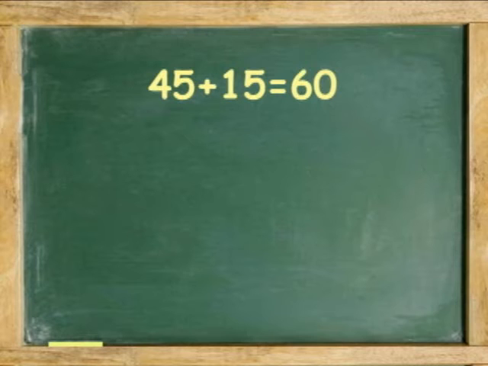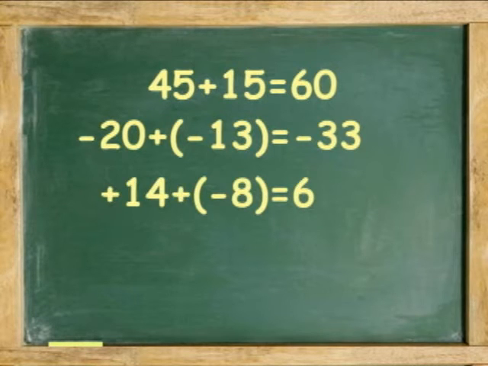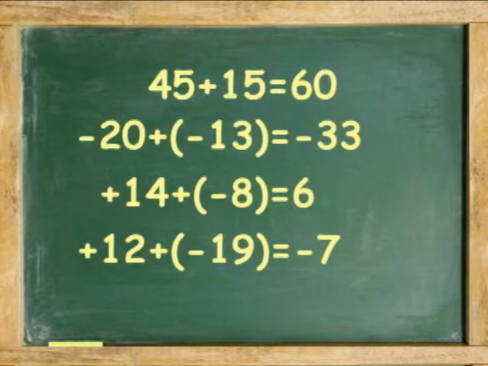From the use of the number line, we learned that adding two positive integers gives a positive answer. 45 plus 15 equals 60. Also from the number line, we learned that adding two negative integers gives a negative answer. -20 plus -13 equals -33. And adding a negative and a positive number gives an answer that could be either positive or negative, depending on whether the larger number is positive or negative. Positive 14 plus -8 equals 6. Positive 12 plus -19 equals -7.